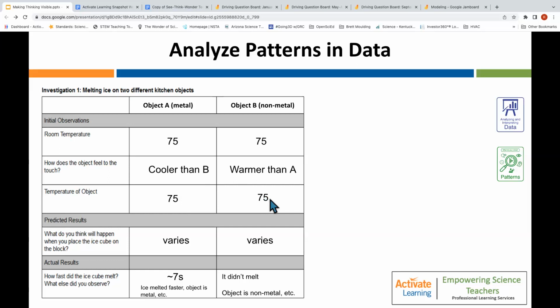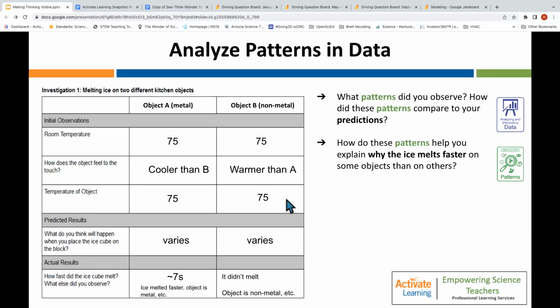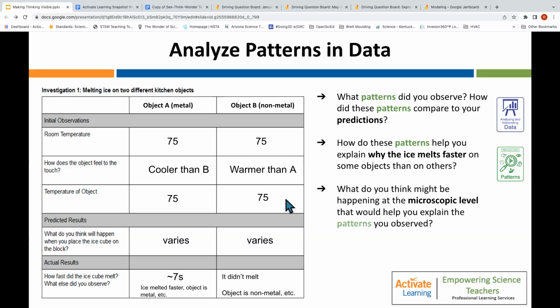The temperature of the actual objects is the same. So think about what patterns we see in this data, and do the patterns compare to your predictions? How do these patterns help us explain why the ice melts faster? And what do you think might be happening at the microscopic level that would help you explain?